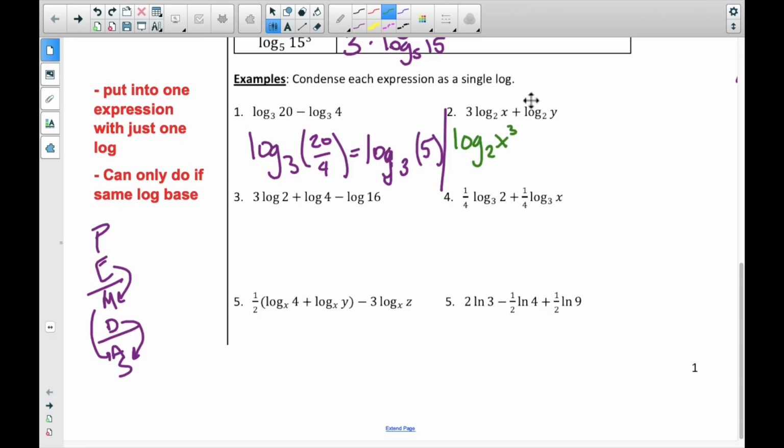And then I have a plus and another log base 2, so I can combine those into a multiplication problem because addition goes up to multiplication and make that a y. And so that's my answer, log base 2 of x to the third times y, which you can write out this way if you like that better than this for whatever reason.